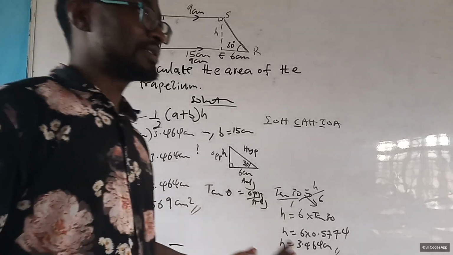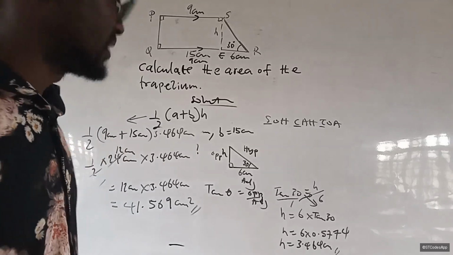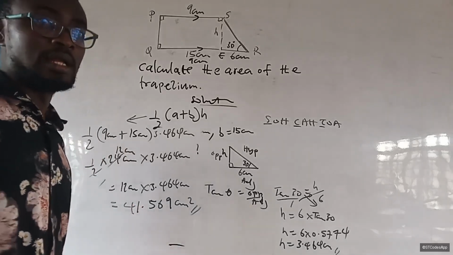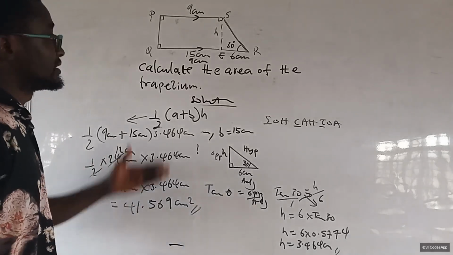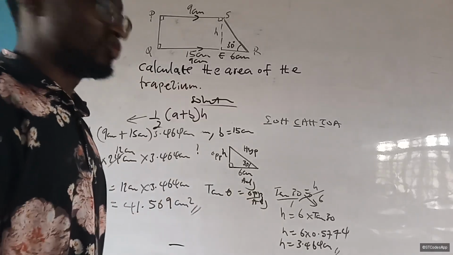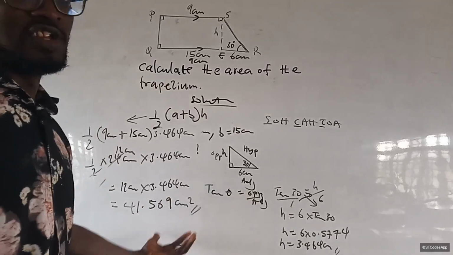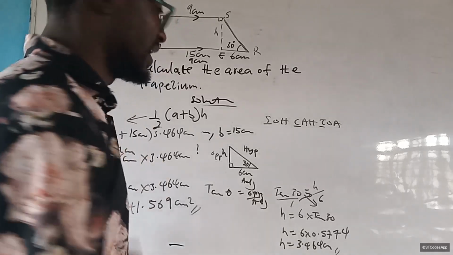Now, if the question states that you should give your answer in so many decimal places, that will determine the number of decimal places your answer will be left as. Okay. But in this case, nothing of that nature was stated in the question. We were asked to calculate the area of the trapezium. So I did it this way to leave my answer in 3 decimal places. So this is our final answer for this.